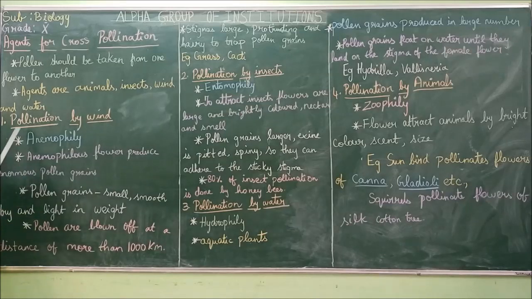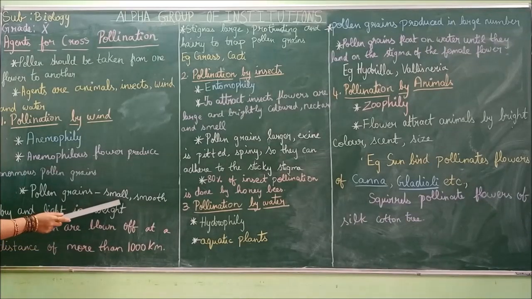First we are going to see pollination by wind. Pollination by wind is called anemophily. Those flowers that pollinate through wind are known as anemophilous flowers. They produce enormous pollen grains. The plants that pollinate through wind produce a large amount of pollen grains.